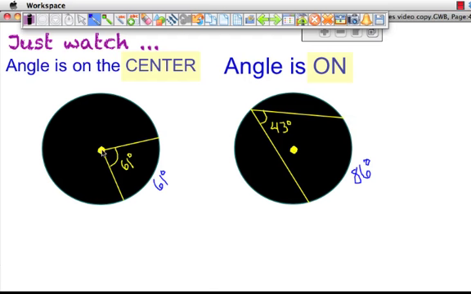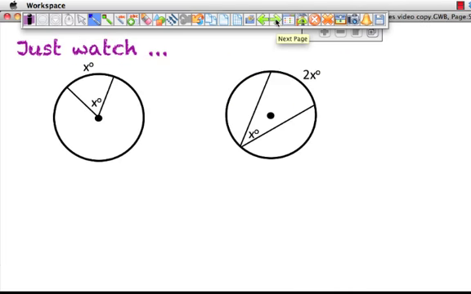When the angle is right on the center, then the angle and the arc match exactly. The angle equals the arc. But when the angle is on the circle, not on the center of the circle, then the angle equals half of the arc, divided by 2. So if the arc is 86, then the angle is 43. The angle is half of the arc. The arc is bigger, the angle is always smaller.